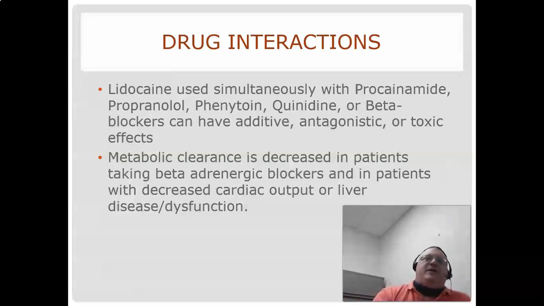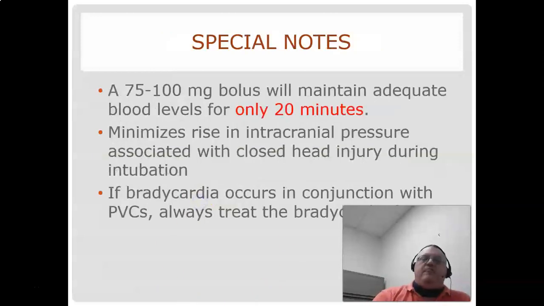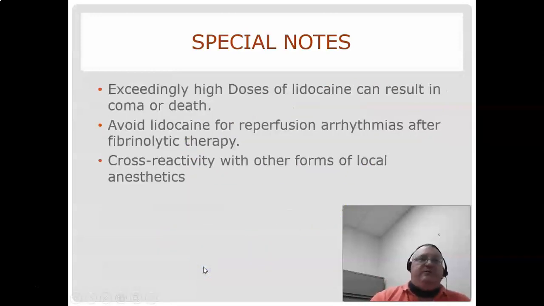So again, if they're on a beta blocker, the -olol drugs, it's going to take longer for this drug to get out. Usually 75 to 100 milligrams will maintain adequate blood levels for about 20 minutes. Usually when we give lidocaine, we actually give a maintenance drip with it, okay? So once we reach the therapeutic level for these folks, we continuously infuse it to maintain the level, all right? Again, to minimize intracranial pressure spikes, if bradycardia occurs with PVCs, always treat the bradycardia first. And lidocaine is not your treatment for bradycardia. It is the exact opposite of what you should be using.